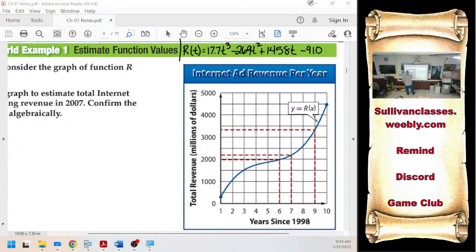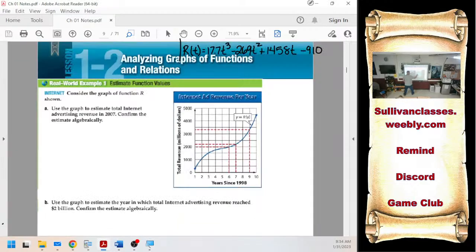All right. What else we got? Down here, use the graph to estimate the year in which the advertising reached $2 billion. This is why we have to be able to read the graph scale. Because if you look at the side of that and it says $2 billion, I don't see 2 billion anywhere on there. These are all like thousands. Where do I go on the graph? So if it's in millions, which of those is 2 billion?